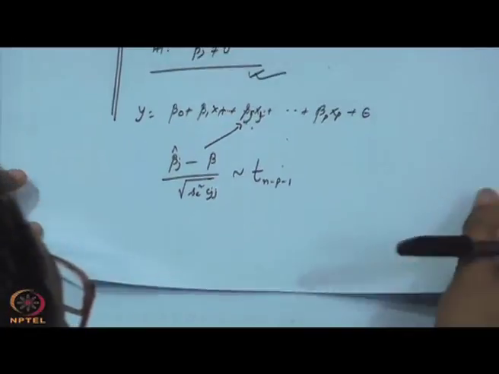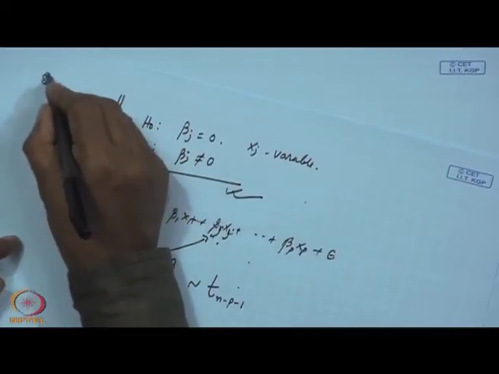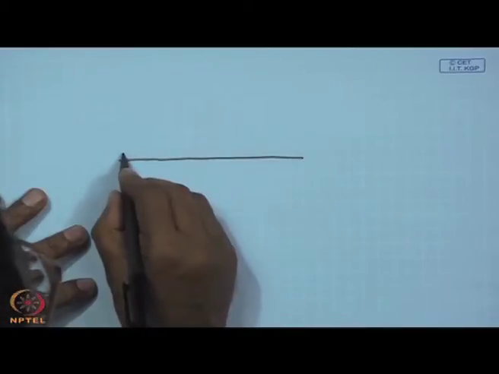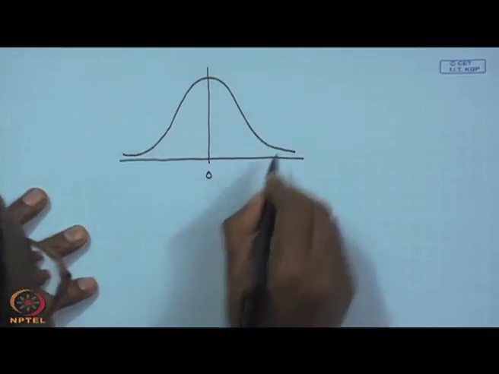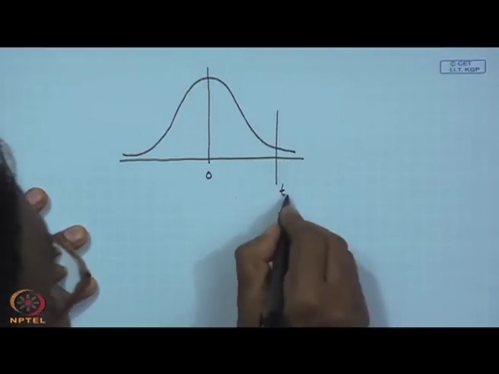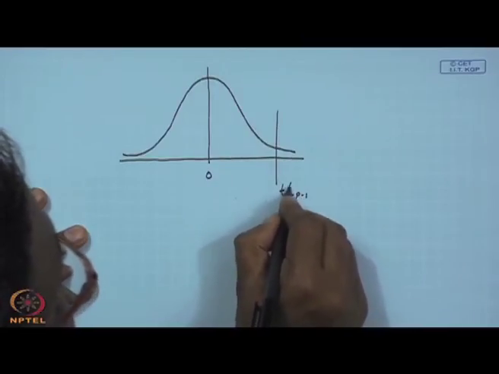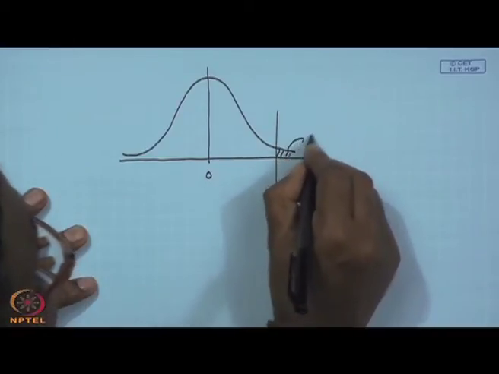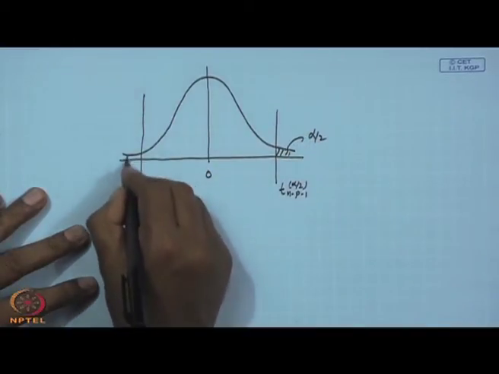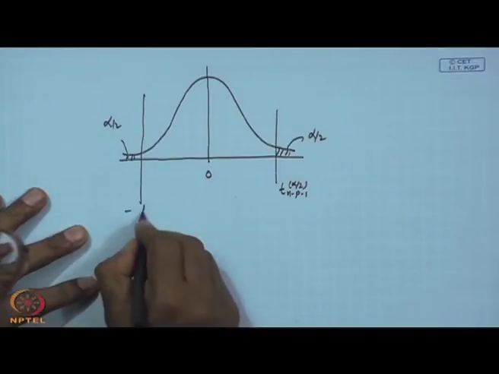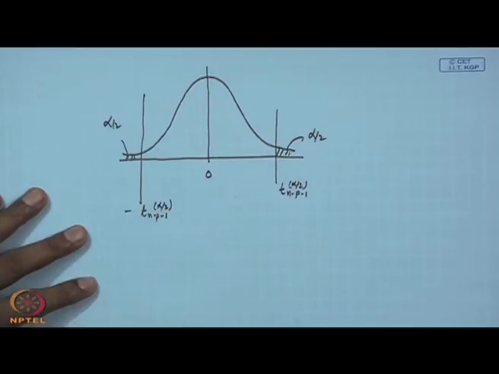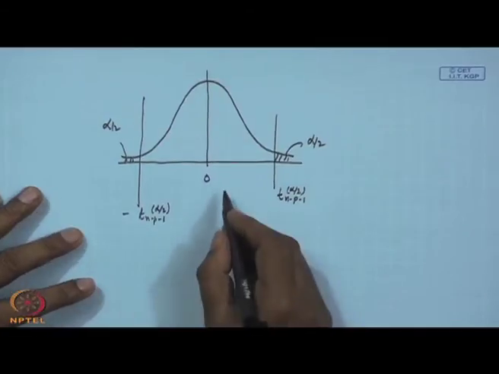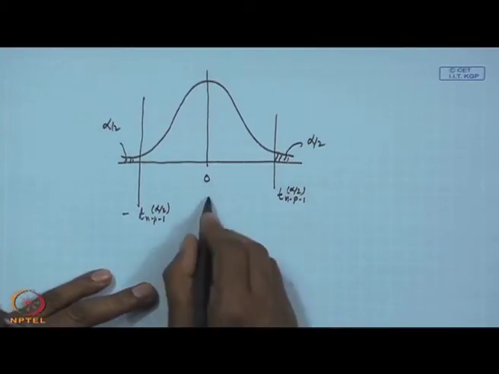Okay. So, if this is true, then we can write like this: this is my T distribution, this is 0, this one is t n minus p minus 1 alpha by 2, this side is alpha by 2, this side also alpha by 2, this is minus t n minus p minus 1 alpha by 2, this value. And please remember that we are talking about beta j only.